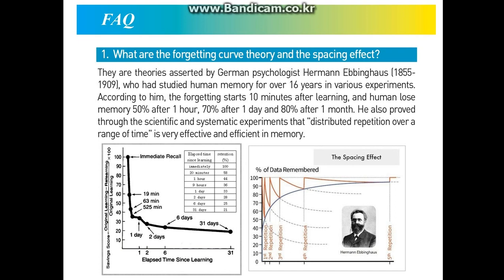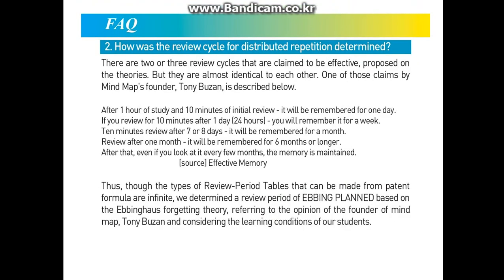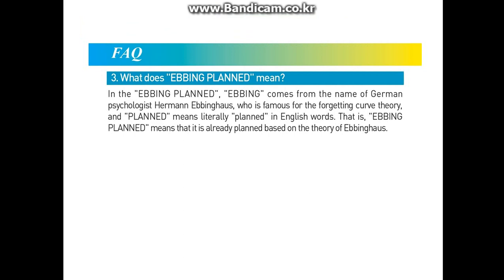On the manual, there are 3 FAQs. Number 1, what are the forgetting curve theory and the spacing effect? Number 2, how was the review cycle for distributed repetition determined? And number 3, what does EBBING Plan mean? Please read this at least once.